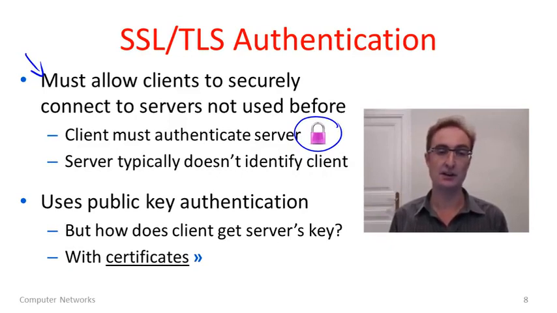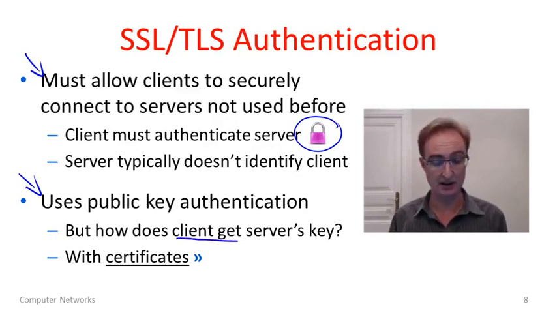Now, for the client to identify the server, especially servers we haven't seen before, we're going to end up using public key authentication. That way servers can just publish their key, and if clients can get it, then they can authenticate the server. But we still haven't answered how the client gets that server key. Where does it go to look for it? The server's web page or what? Well, to solve this problem, we'll end up using something called certificates.